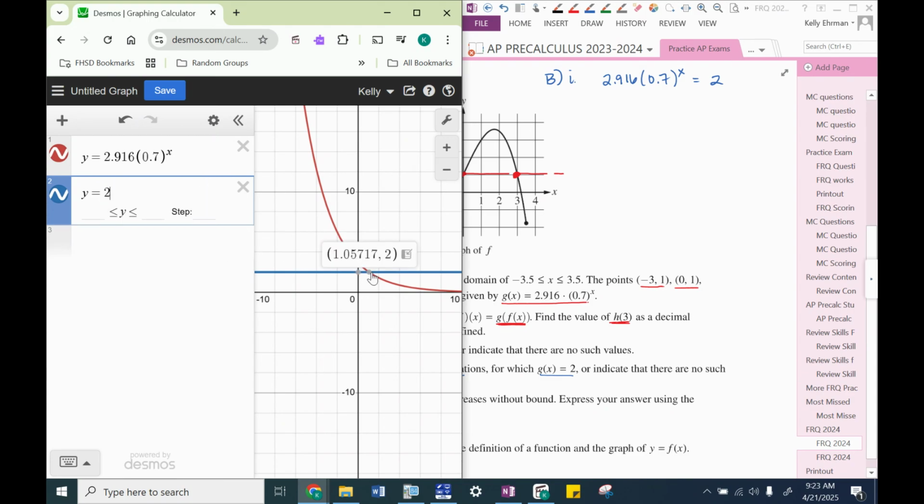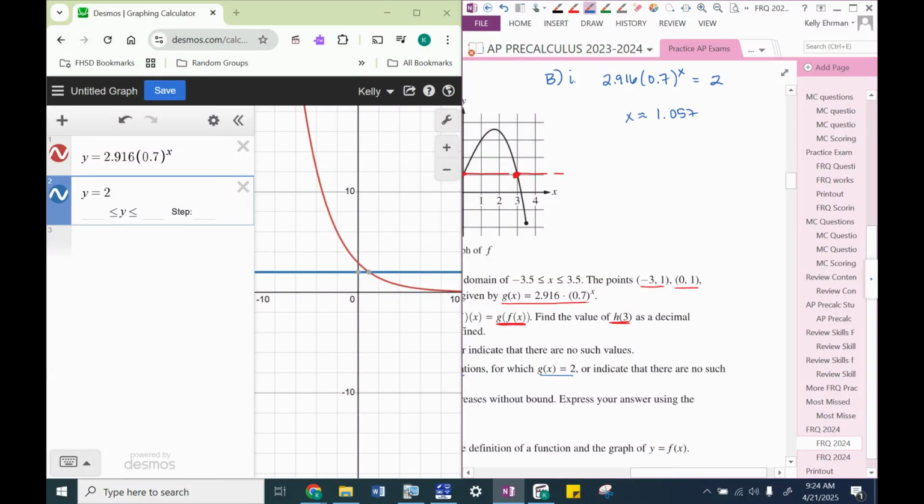So it's pretty easy in Desmos. To 3 places, this answer comes out to 1.057. So you don't have to show the algebra for how to get there. Let me just double check that again. 1.057. Yeah. So I would suggest solving graphically.